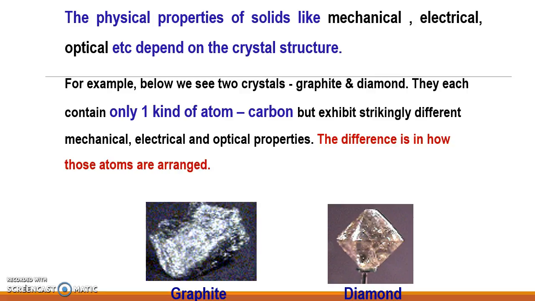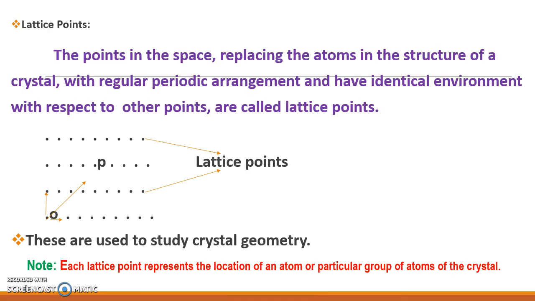For example, below we see two crystal structures, that is graphite and diamond. They each contain only one kind of atom, that is carbon, but they exhibit strikingly different mechanical, electrical, and optical properties. The difference is in how these atoms are arranged inside the structure. Now we define some basic definitions.